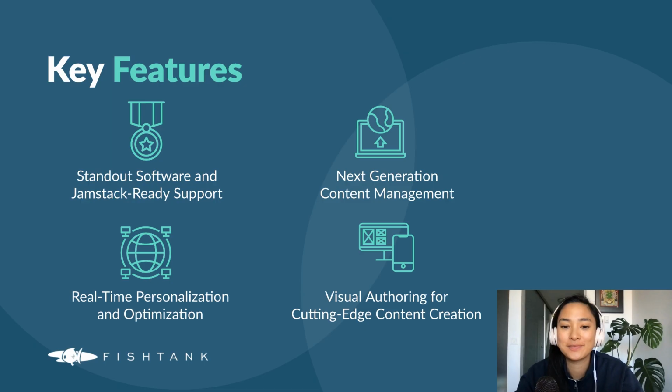Okay, so some of Sitecore's features include standout software and Jamstack-ready support, again, designed to make your website faster, more secure, easier to scale, using modern frameworks, tools, and workflows that your development teams love because it gives them flexibility to choose whatever they're more comfortable with. Win-win for everyone. Sitecore is a next-generation content management system offering everything from personalization to marketing automation, deep analytics, and customer data collection, all while allowing brands to manage content for multiple sites in multiple languages across multiple devices. Sitecore can do it all.